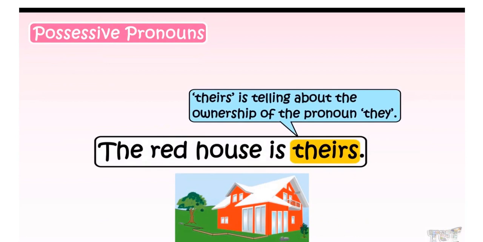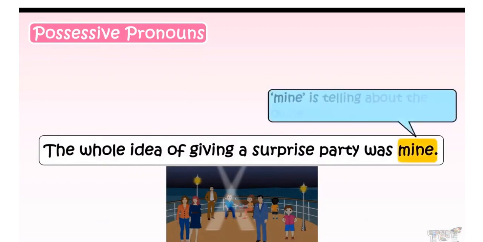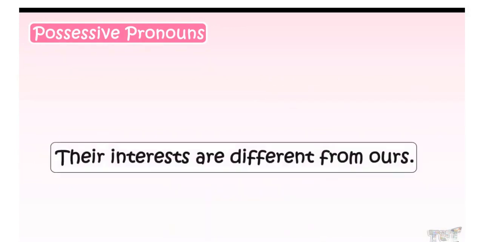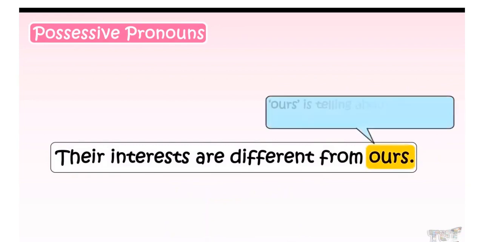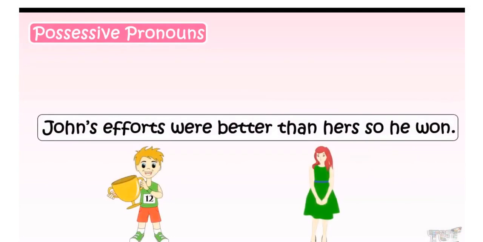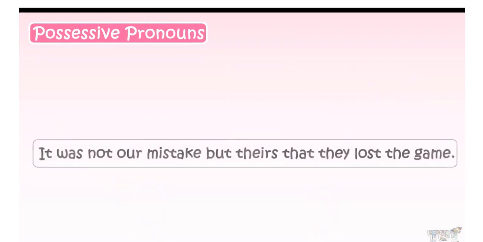The whole idea of giving a surprise party was mine. Here, mine is telling the ownership of the pronoun I. Their interests are different from ours. Here, ours is telling the ownership of the pronoun we. John's efforts were better than hers, so he won. Hers is telling the ownership of the pronoun she. It was not our mistake, but theirs that they lost the game. Theirs is telling the ownership of the pronoun they.